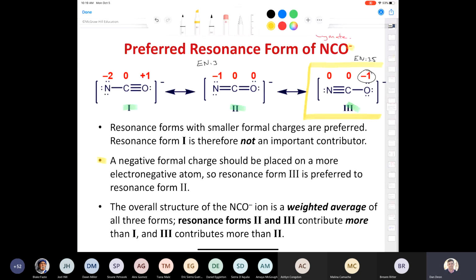Now, overall, the structure of the ion is a weighted average of all 3 forms. But forms 2 and 3 are going to contribute more than 1, and form 3 is going to contribute more than 2. Now, if you're wondering, what's the take-home message from this, Mr. Dillon? What do I have to be able to do here? You would have to be able to evaluate from a series of resonance structures which one would be the preferred contributor. That means you would have to be able to utilize these rules that we've just covered.